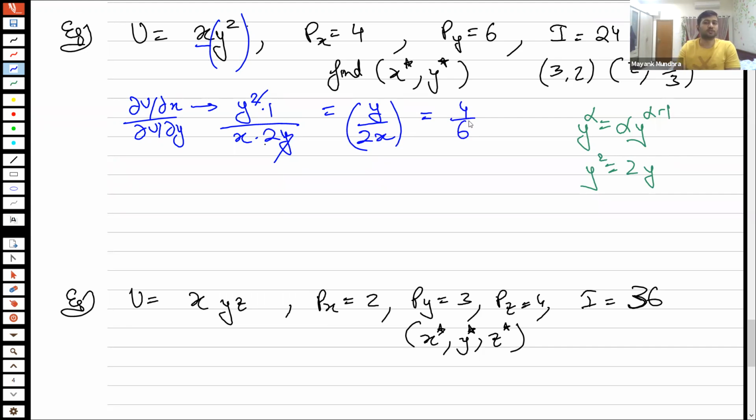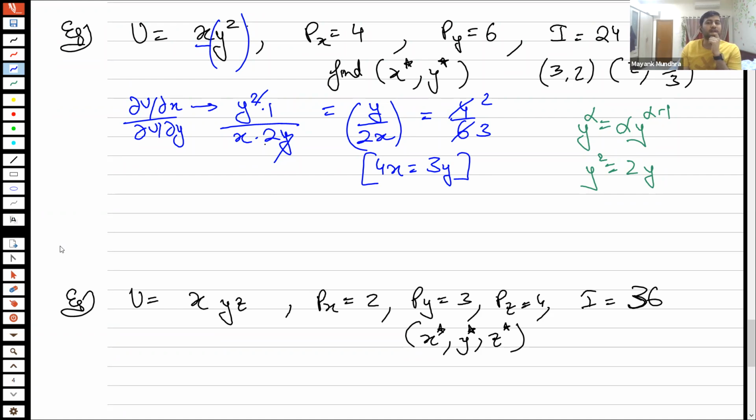Okay, so the price ratio should be equal to 4/6. So what I get is, you can write this as 2/3. So what I get is 4x equals 3y. This is the MRS equals price ratio equation.